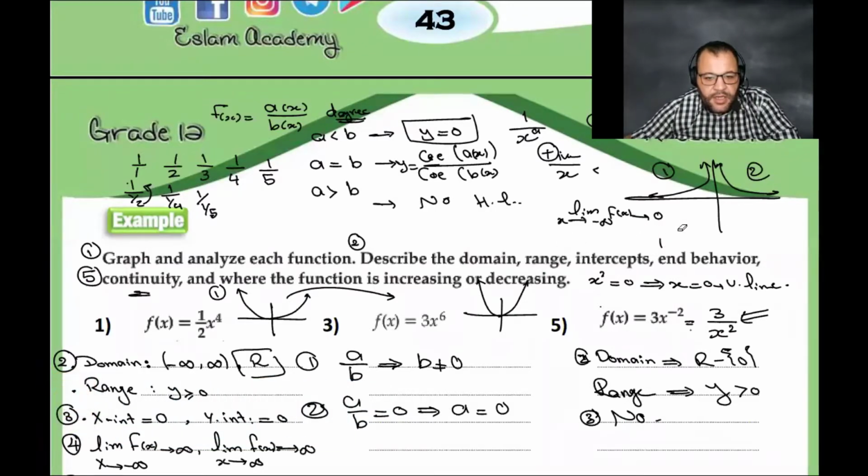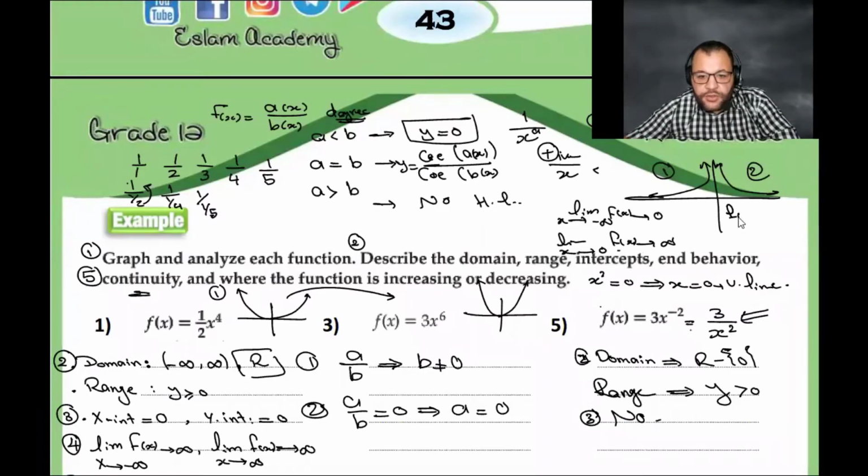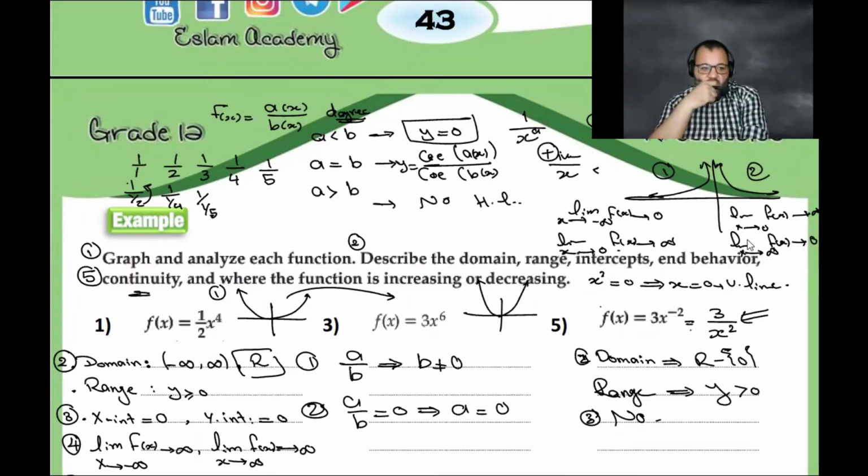And at the right side, limit when x approaches 0, it will approach 0 but it will not be equal to 0. The function is going to positive infinity. That will be the same. Limit when x approaches 0, the function is going up to positive infinity. Limit when x approaches positive infinity, the function approaches 0. Any problem for this one?